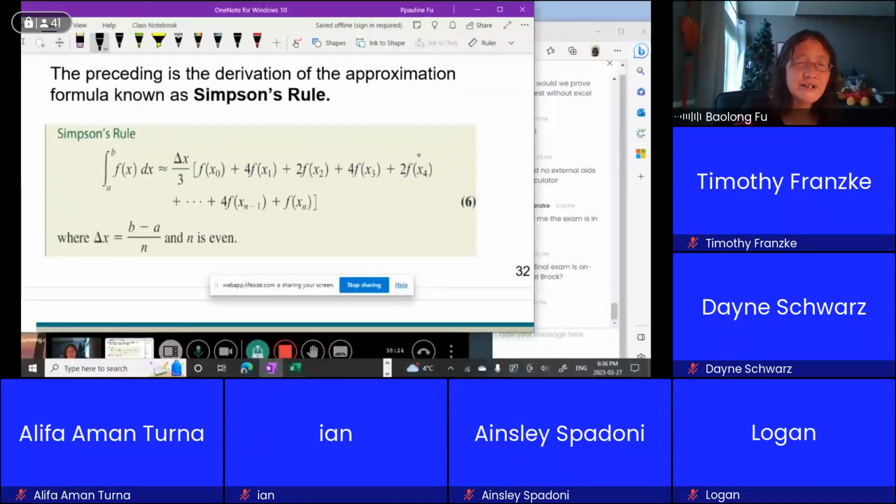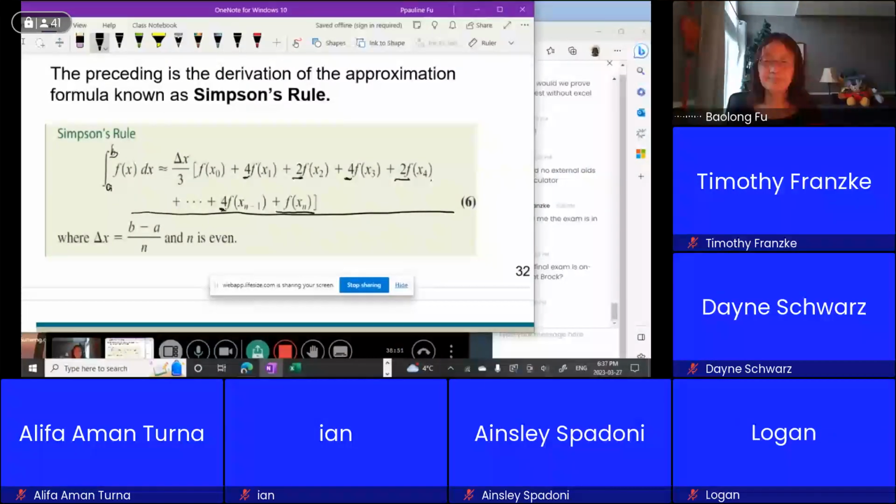If you want to calculate a definite integral, you use Simpson's rule. This is the formula. The pattern is, the coefficients are 4, 2, 4, 2, 4, 2, until 4, and then the last one is f(xn). Any questions?